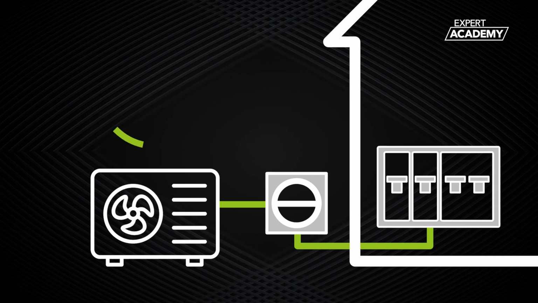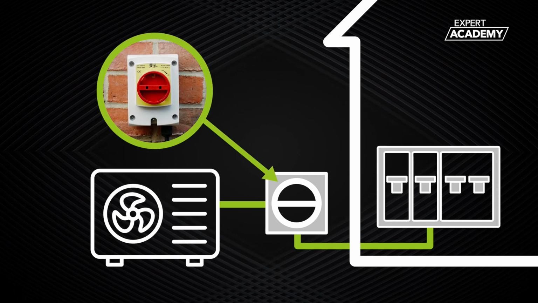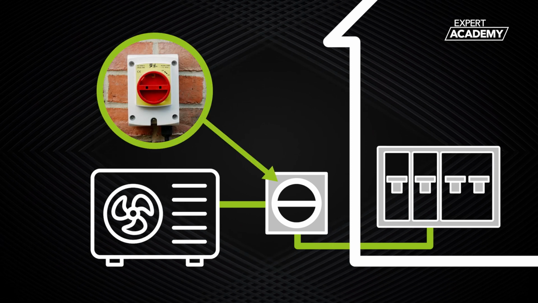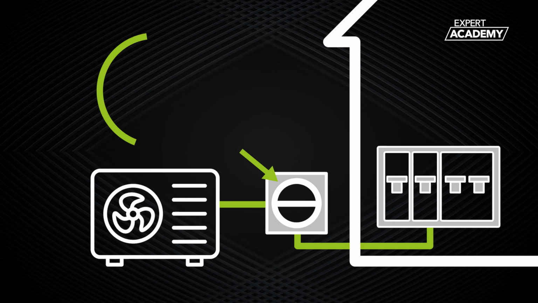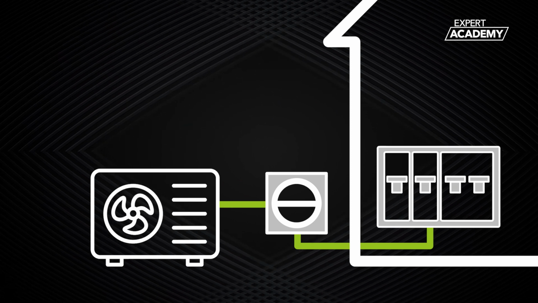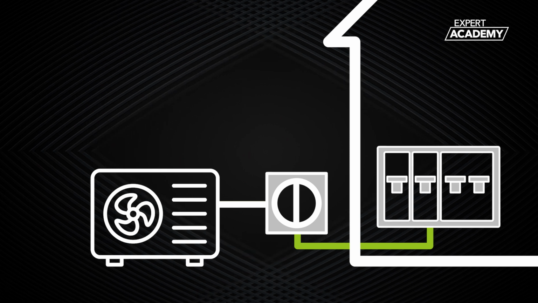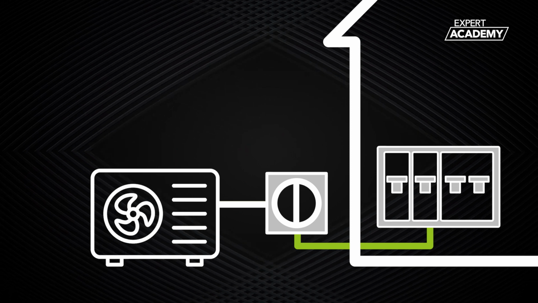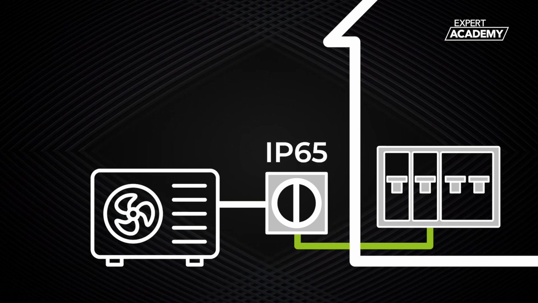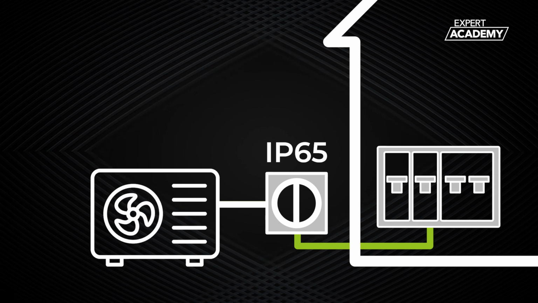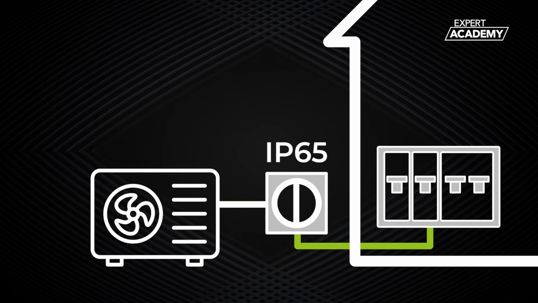It is a requirement to have a rotary isolator installed locally to the heat pump installation, generally alongside the outdoor unit. This isolator is responsible for disconnecting the electrical supply to the heat pump system. The rotary isolator should have an IP65 rating, a standard that ensures it has sufficient dust and waterproofing protection.